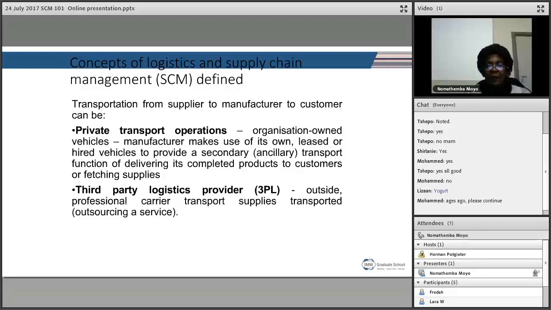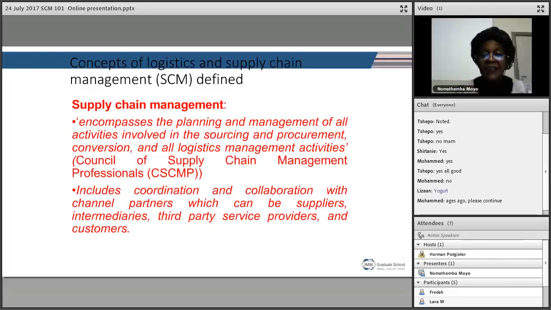Now, transport from supplier to manufacturer to customers can be private transport operators. These are organization owned. You might be owning your own organization or vehicles. The manufacturer makes use of his own leased or hired vehicles to provide a secondary, which is an auxiliary, transport function of delivering his completed products to customers. Then there is the third-party logistics provider. These are outside professional carrier transport suppliers that can be outsourced. DHL, whoever is into logistics, who is into transportation, you might decide to outsource them.